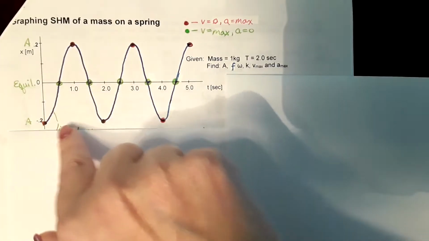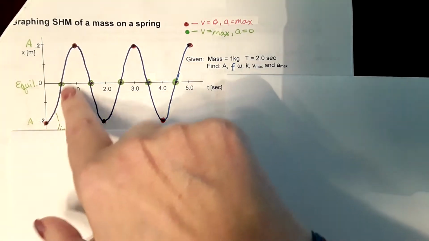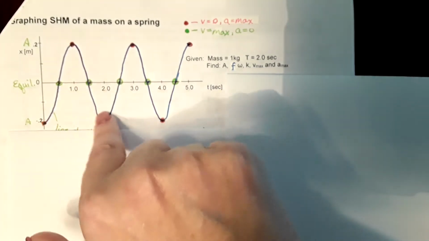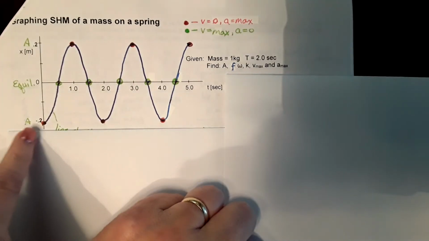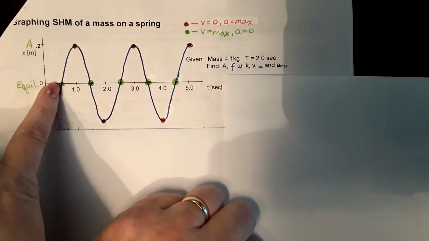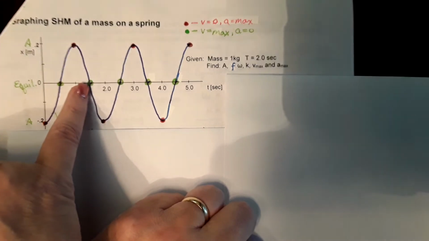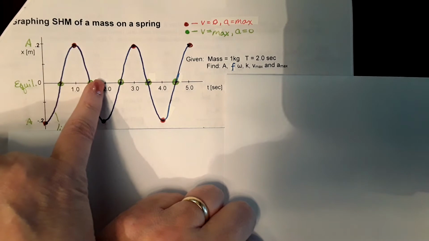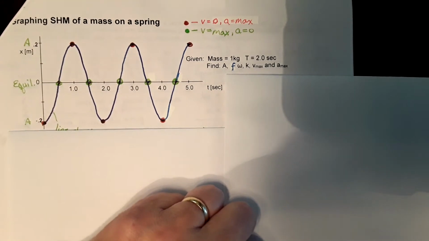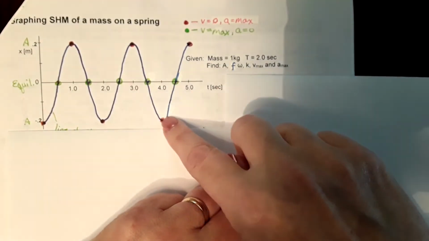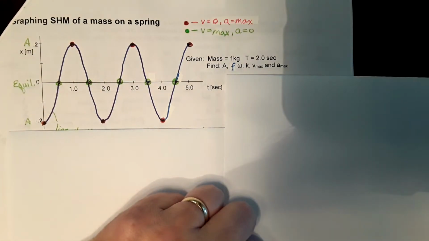In fact, from here to here, this is considered one cycle. You've gone all the way up and you come back all the way down. So you've gone from 0 to pi over 2, pi, 3 pi over 2, and 2 pi radians, okay? And it just keeps repeating those cycles over and over.